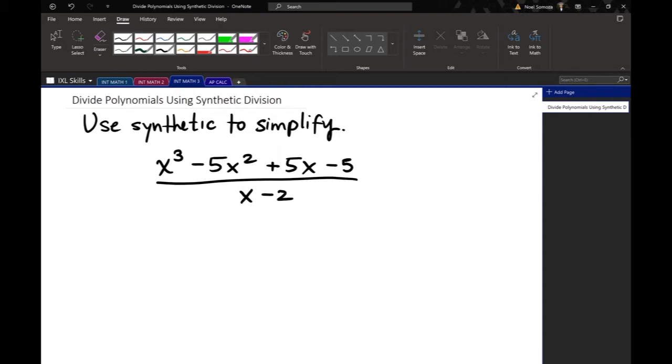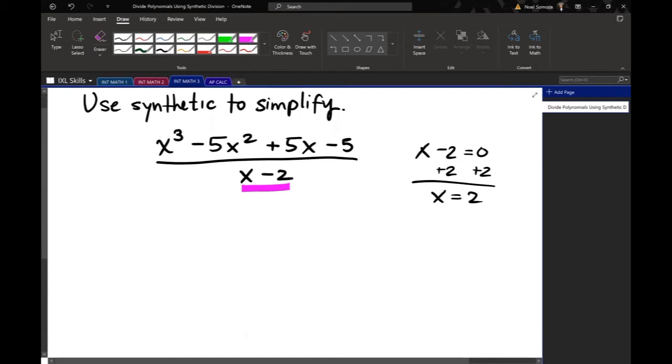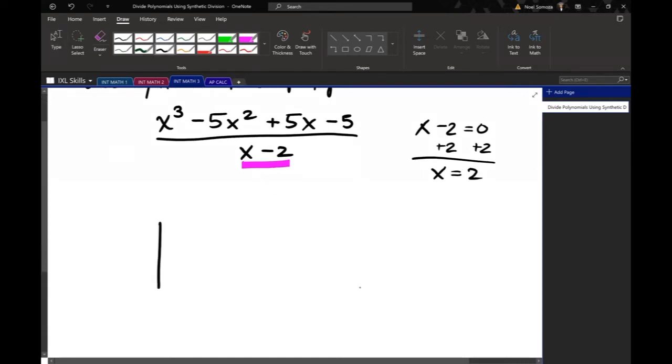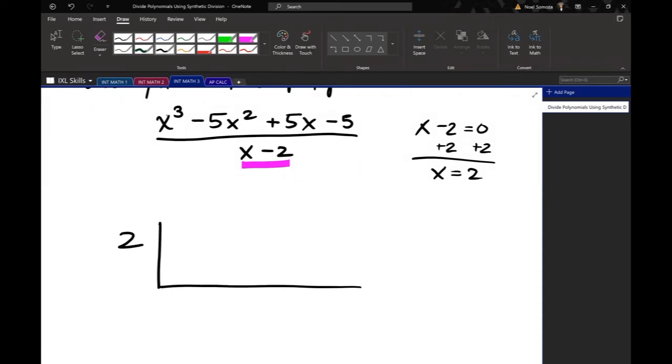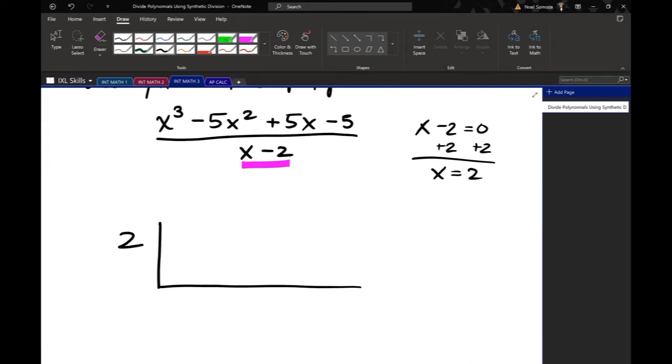If this is my divisor in the denominator, I want to find out what value of x I'm actually supposed to use. So I like setting it up as x minus 2 equals 0. If I add 2, that tells me what value I need to use on the outside of my division bar. Okay, so we're going to use 2. So I draw my division bar upside down, and I have a 2 on the outside. Everything else will be either a coefficient or a constant of the dividend.